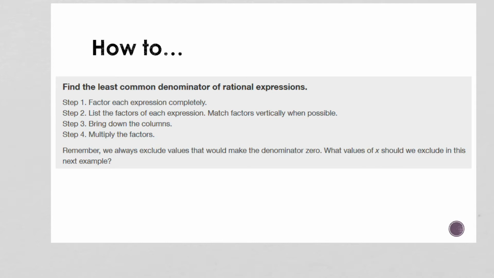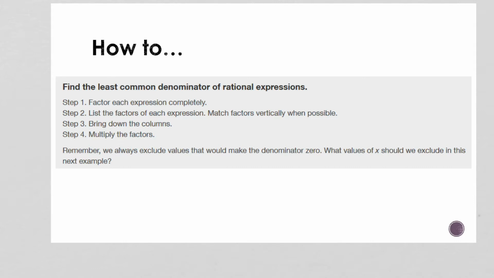And then you want to get rid of your like factors so that you're not having to deal with them whenever you're trying to find your common denominator, okay? So if you have any, you won't always have any, but you might. So then you want to bring down the columns, and I'll show you what I mean by that, and then you want to multiply your factors. And always, always, always, this is one of those things where we need to exclude values that would make the denominator 0. So what values of x should we exclude in this next example?